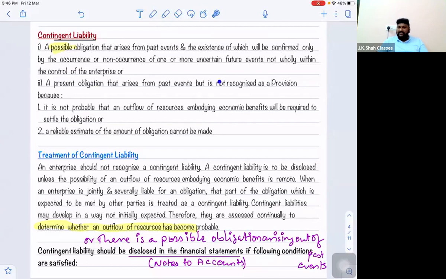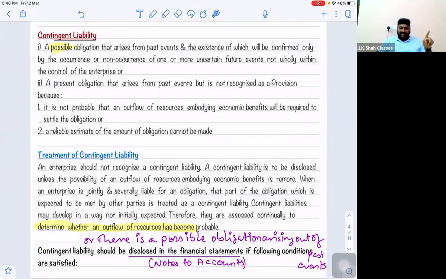So this is the simple definition, or you can also define it like this: a present obligation arising out of past event, but no provision is recognized. There is a present obligation arising out of past event, but no provision is recorded. Now, why provision is not recorded? Because the outflow of resources is not probable, and you cannot calculate the amount reliably.